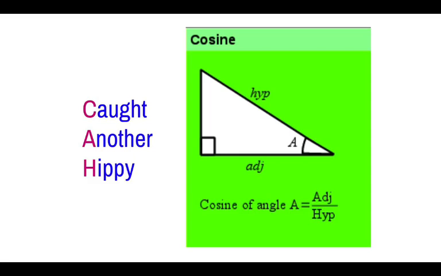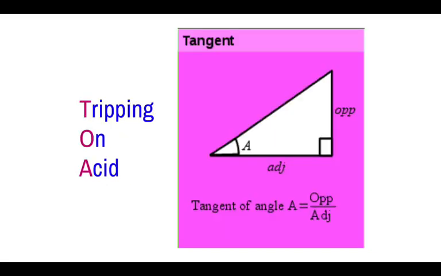The CAH part of SOHCAHTOA, the C is for cosine, Caught. A is for adjacent, Another. And H is for hypotenuse, Hippie. Caught Another Hippie. Cosine is equal to adjacent over hypotenuse. And the last part, the tangent part, the TOA, Tripping on Acid. T is for tangent, Tripping. O is for opposite, On. And A is for adjacent, Acid. TOA, Tripping on Acid. Tangent is the opposite over adjacent.